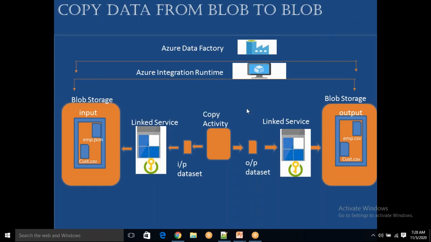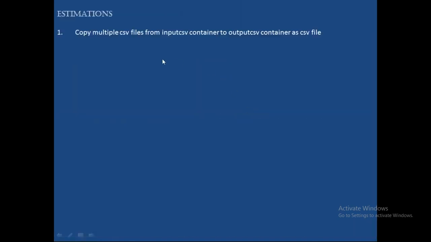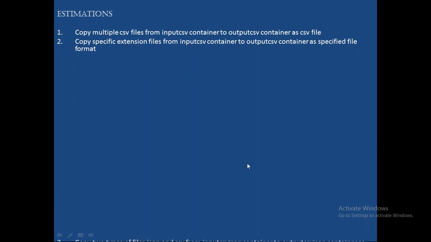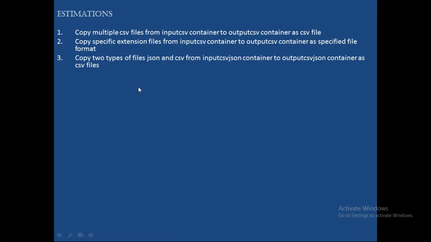Okay, fine. We spent some time here. Let's move on. Now you see the estimation. For these three requirements: first, copy multiple CSV files from the input container to the output container as CSV files. Second scenario, you have specific extension files from the input container to the output container in a specified file format. For example, you have JSON, CSV, Parquet, and you want to pick only the JSON files and load them into the output container. That is also possible. Next, copy two types of files, JSON and CSV. You have emp.json and cust.csv in your input container, and you load these two files into the output container in CSV format. In this case, your JSON file will be converted into CSV.